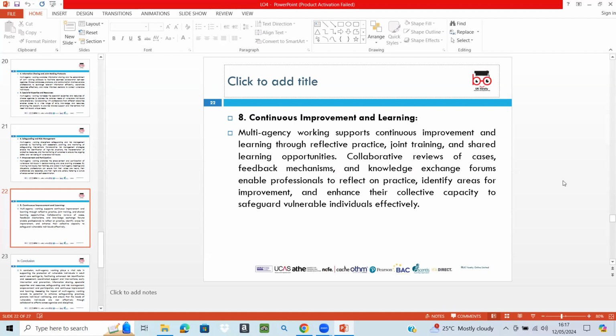Through collaborative reviews of cases, feedback mechanisms, and knowledge exchange forums, professionals can reflect on their practices, share insights, and identify areas for improvement in safeguarding vulnerable individuals effectively. This collaborative approach to continuous learning enhances the collective capacity of professionals to refine their practice, address emerging challenges, and enhance the quality of care and support provided to vulnerable individuals. By prioritizing continuous improvement and learning, multi-agency working ensures that professionals remain responsive, adaptive, and informed in their efforts to safeguard and protect vulnerable individuals in adult social care settings.